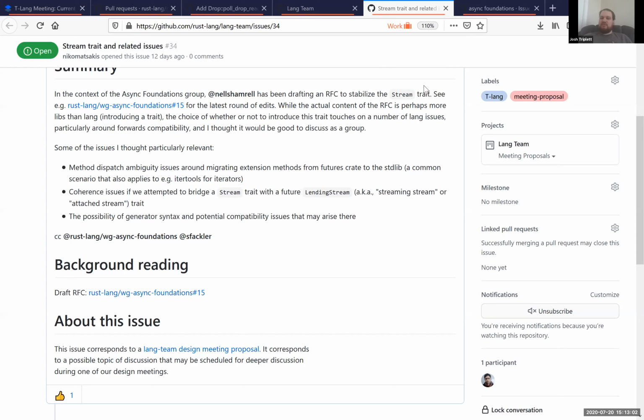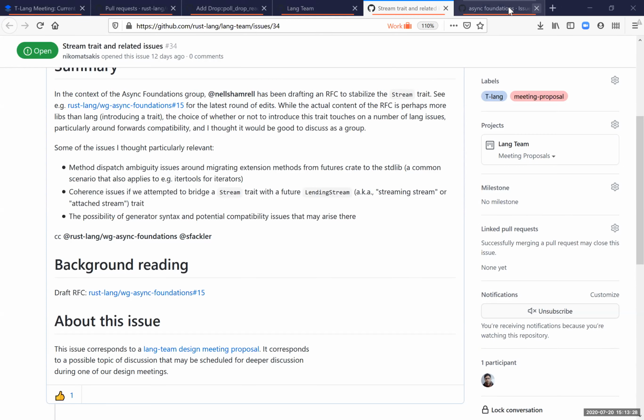Would it be possible to reverse that? You're saying like you can always get a lending stream from a stream. Could we reverse that and say that you can get a stream from a subset of lending streams? Or in other words, a stream is just a lending stream where the lifetime doesn't actually depend on the stream? Yeah, maybe. You could do that.